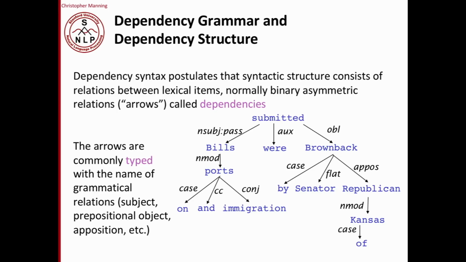In addition to the arrows, commonly we put a type on each arrow which says what grammatical relation holds between them. Is this the subject of the sentence? Is it the object of the verb? Is it a conjunct, and things like that? We have a system of dependency labels. For the assignment, we're going to use Universal Dependencies, which I'll show you a little bit more of in a minute.